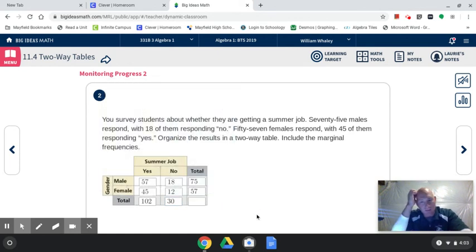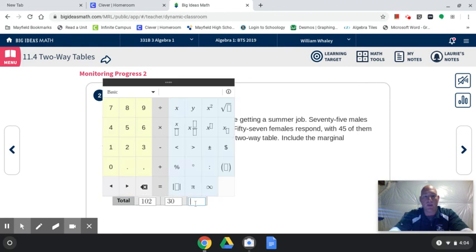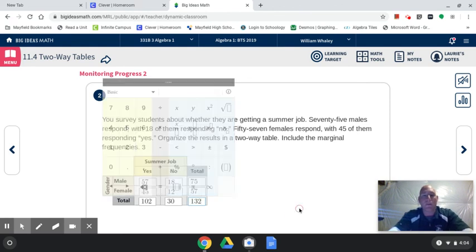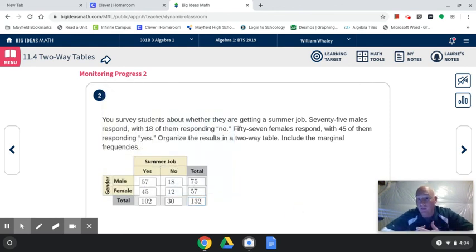And then let's make sure this works. So shouldn't the total people that got interviewed for a summer job equal the total people that had a gender? Because that's the total people that were asked about this. So 102 plus 30 is 132. 75 plus 57 better be the same thing. And it is. So since we got 132 for both, we're probably sitting pretty good, unless we made the same mistake twice, which I would hope not.